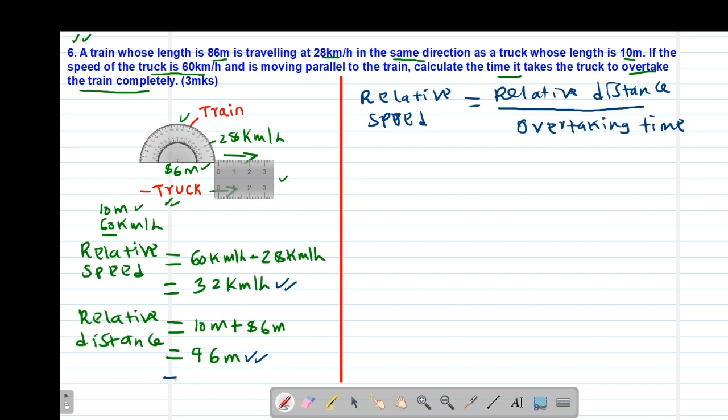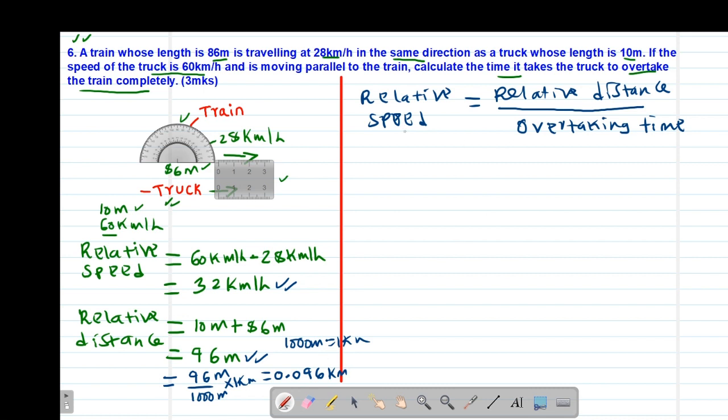So let me convert the distance into kilometers. We know that 1,000 meters is equal to 1 kilometer. What about 96 meters? That will be 96 meters over 1,000 meters multiplied by 1 kilometer. If you take 96 divided by 1,000, you're going to get 0.096 kilometers. So that is our distance in kilometers.